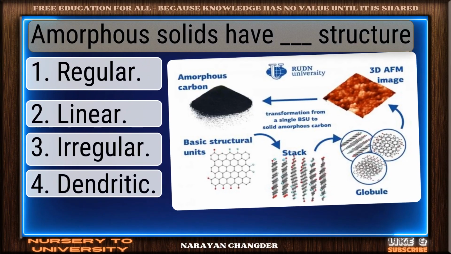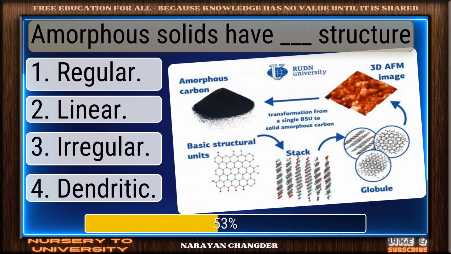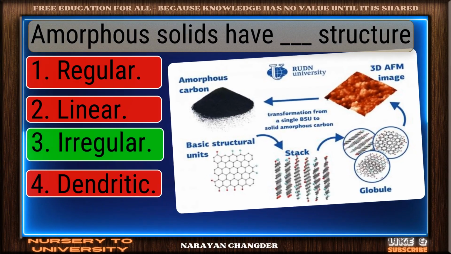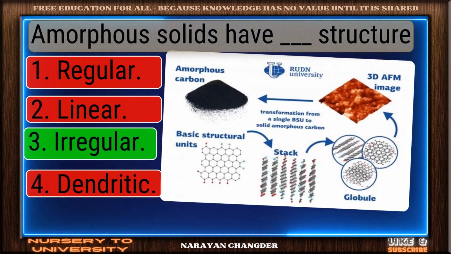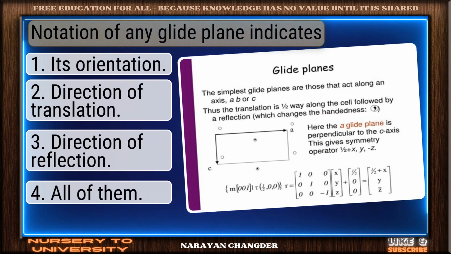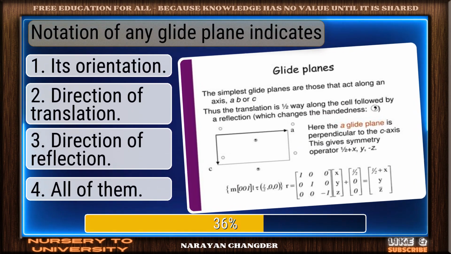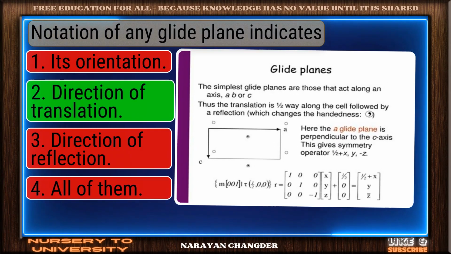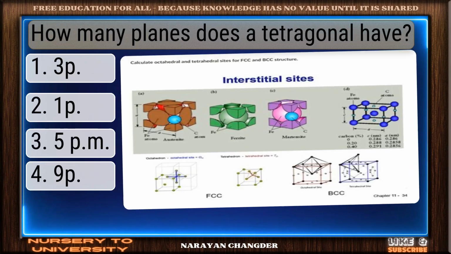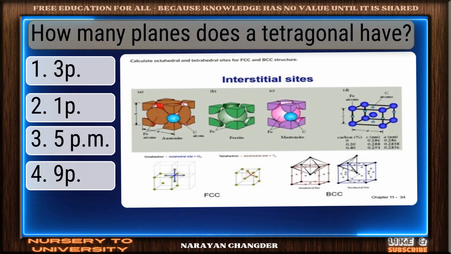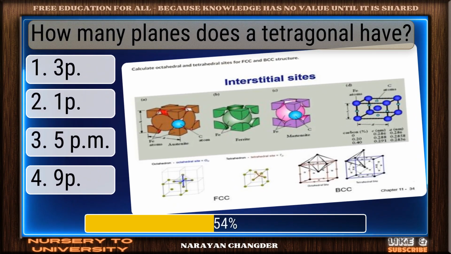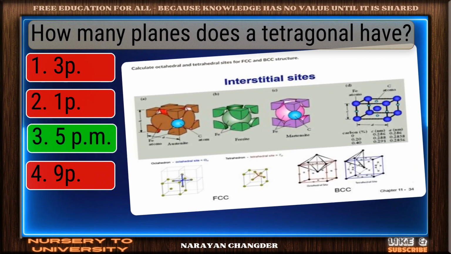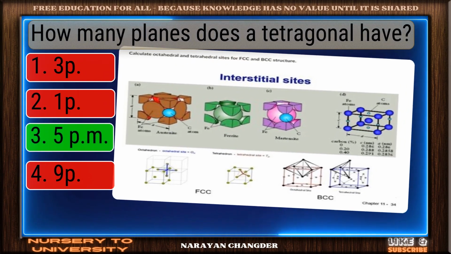Amorphous solids have dash structure. Right again. Irregular is a valid answer. Notation of any glide plane indicates. Well reasoned. Direction of translation is the correct choice. How many planes does a tetragonal have? Great thinking. 5 p.m. is the right choice.